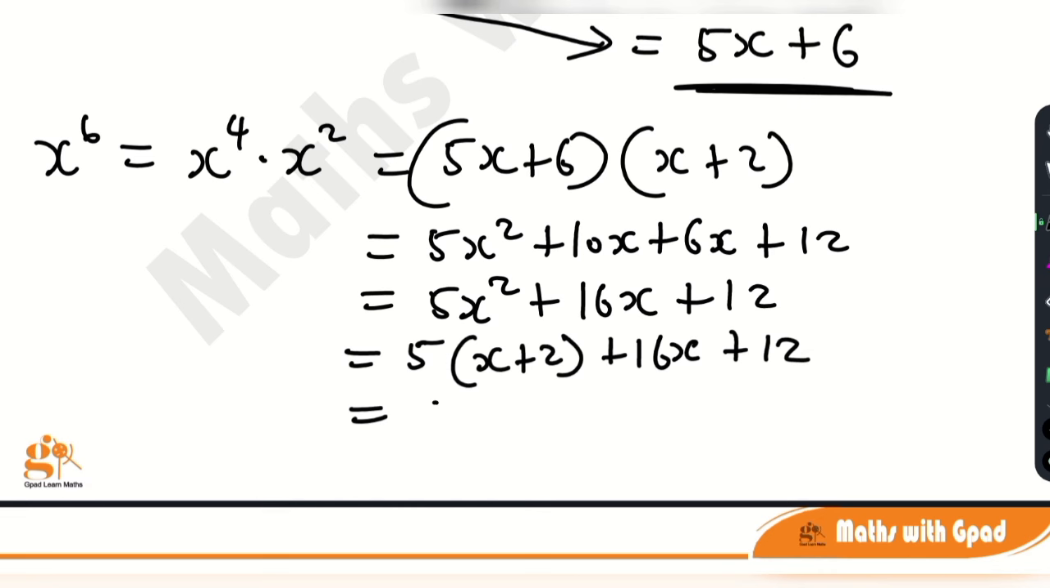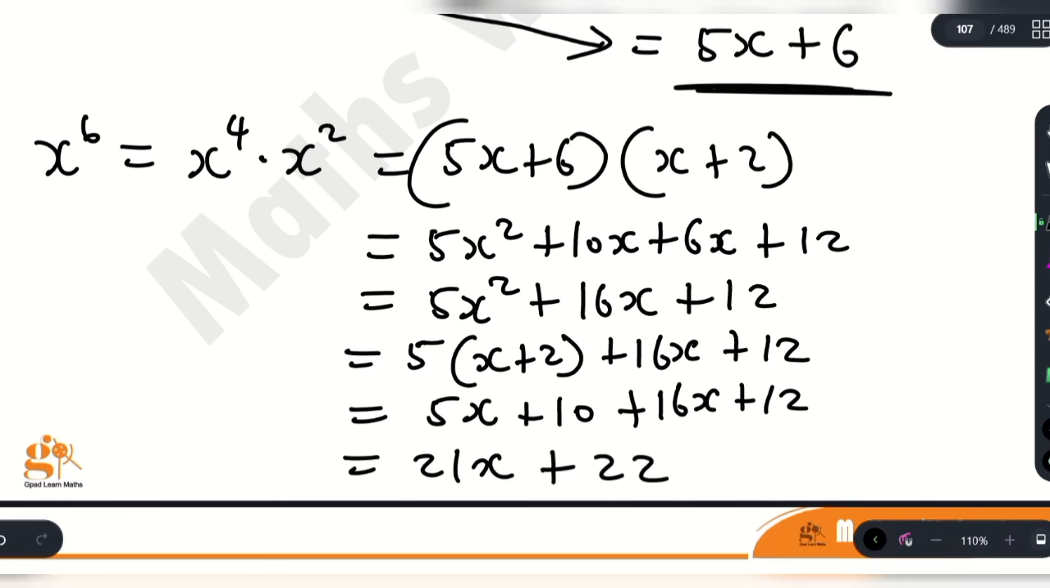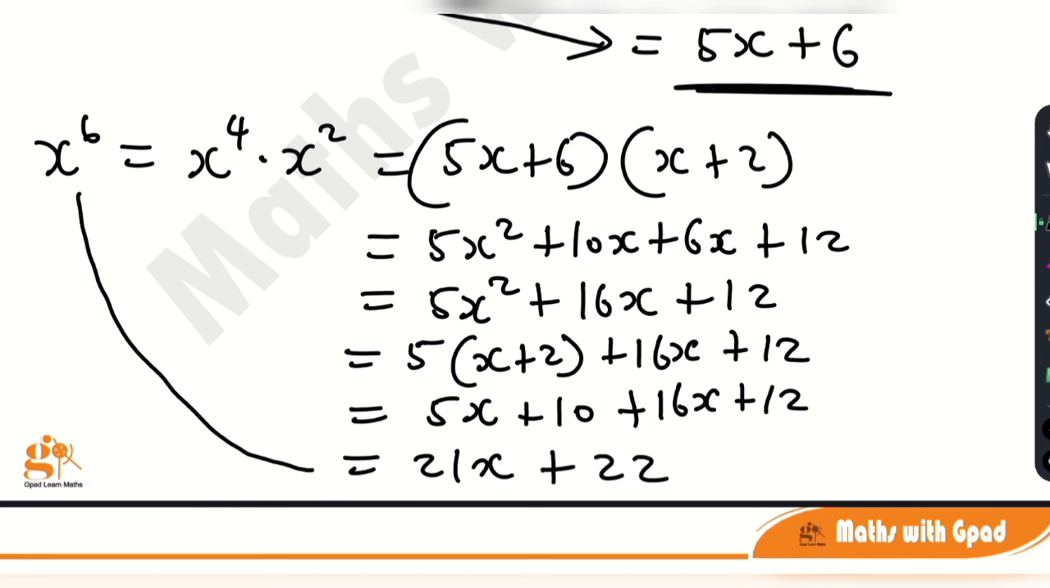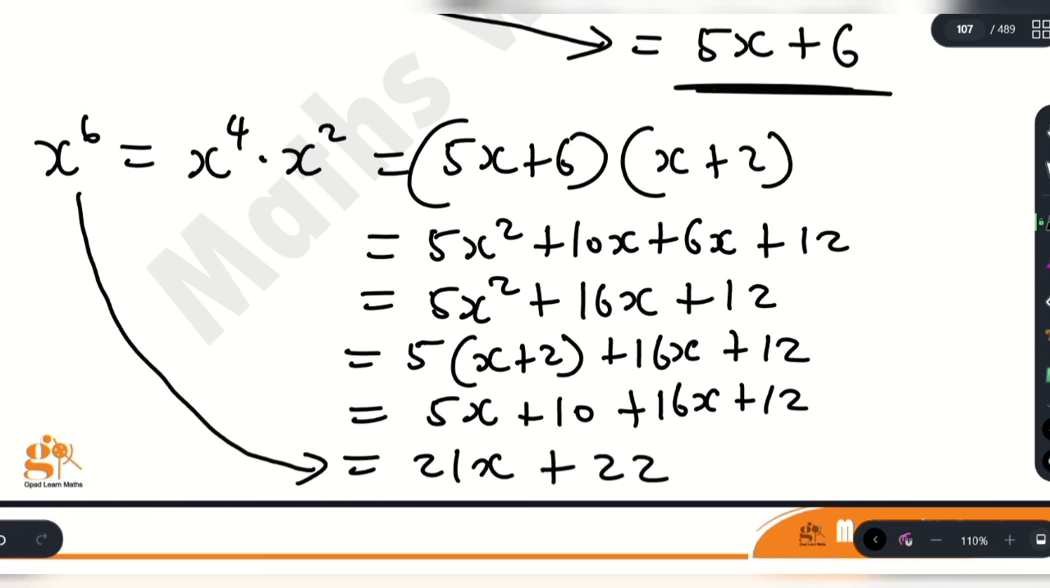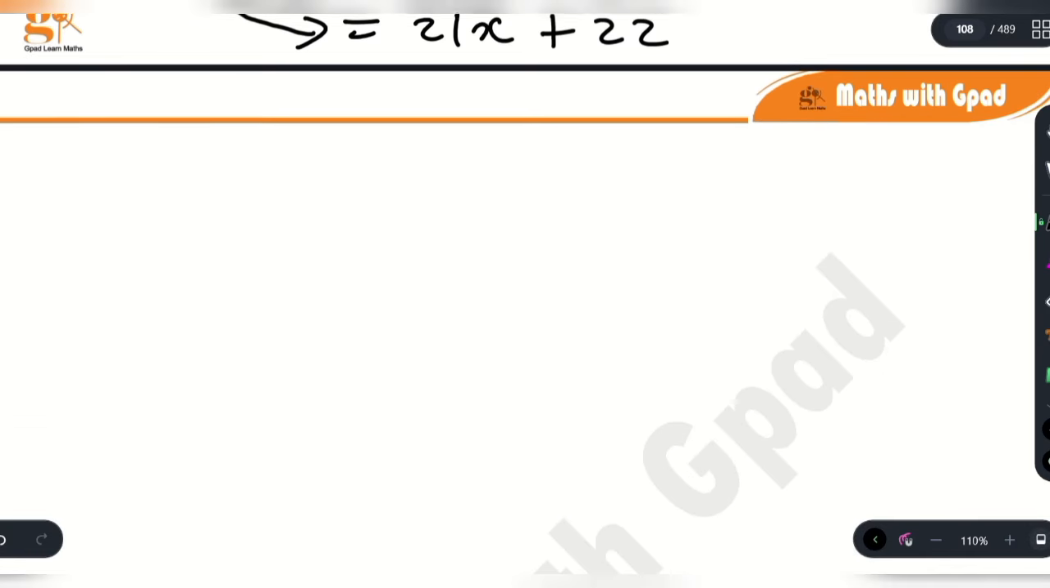What is 5 times x? 5x. And 5 times 2 is 10. Then plus 16x plus 12. Let's add now. 5x plus 16x is 21x. And 10 plus 12 is 22. You see what we have? So which means x raised to the power 6 is, again, my nice arrow, 21x plus 22.